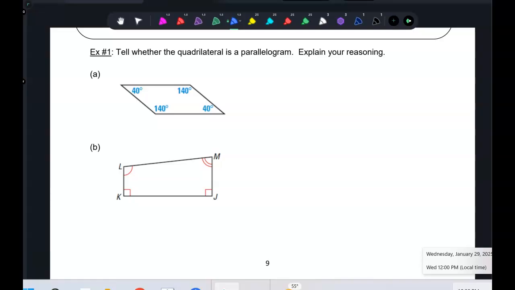So we just want to say yes or no and then explain the reasoning. So is this quadrilateral a parallelogram? Yes. So explain your reasoning. What's the reasoning? Opposite sides are the same. Not sides. What are these? Opposite angles.